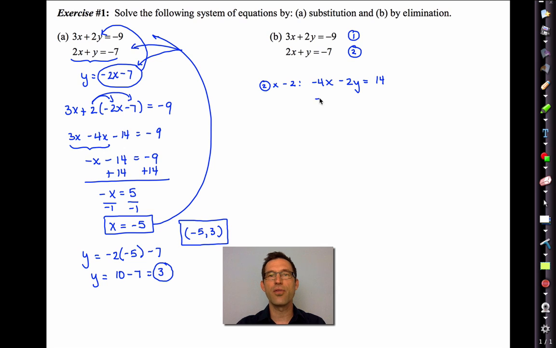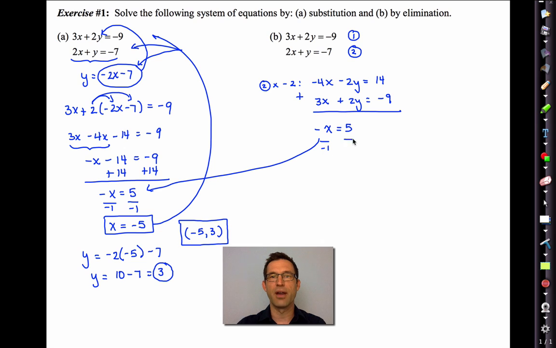Now, I'm not going to do anything to equation 1 other than rewrite it. And the reason I'm not going to, you can probably see this, is that I now have opposites, negative 2y and positive 2y. So when I add these, negative 4x plus 3x gives me negative 1x, but negative 2y and positive 2y cancel each other out. 14 plus negative 9 is positive 5, and we're now basically at this point. We can finish off the problem by dividing both sides by negative 1, and we'll get that x equals negative 5.